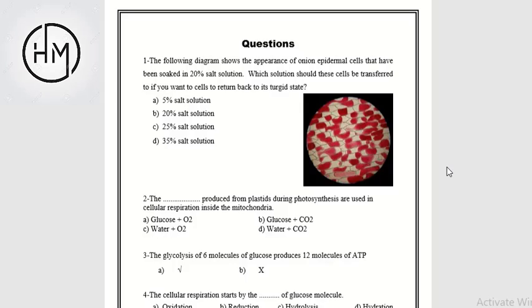Think and now try to answer. Excellent. Number 8. Because the water will move by osmosis from high concentration of water to low concentration of water.